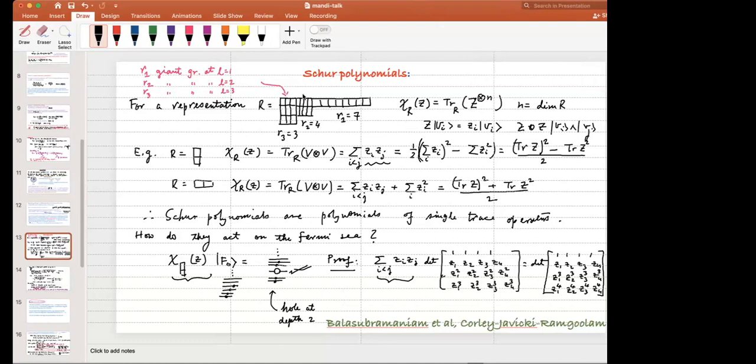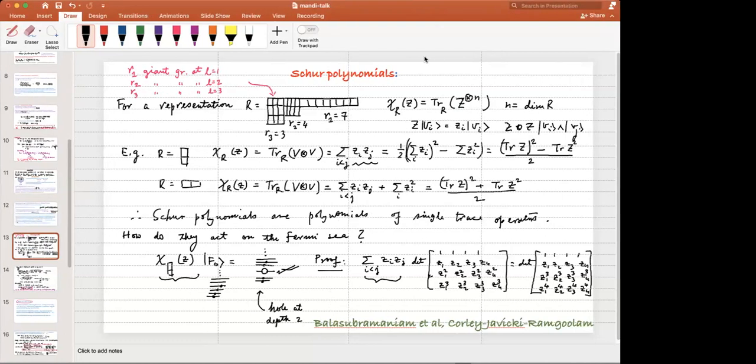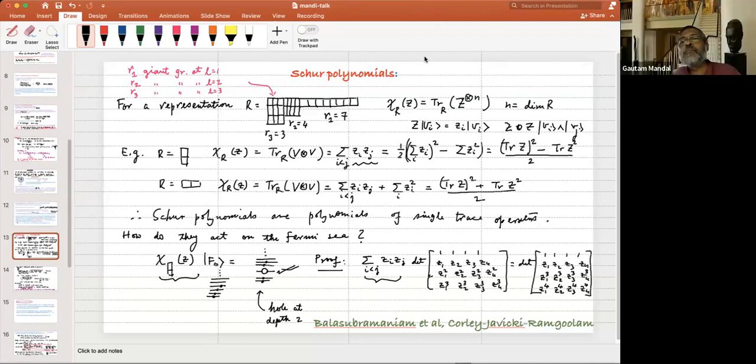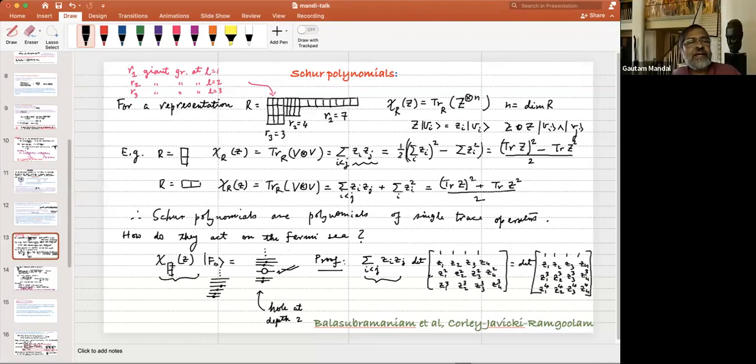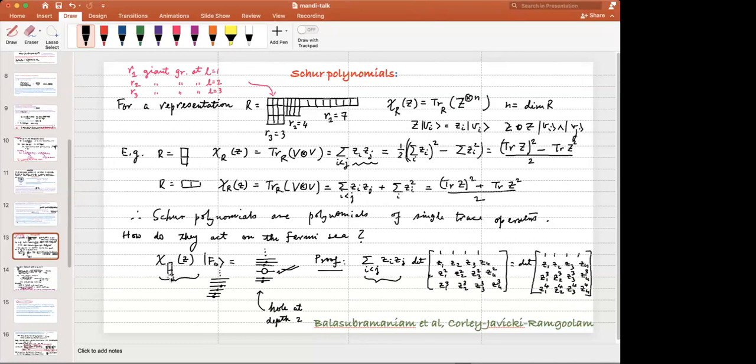Gautam, one small doubt. This is the action of the Schur polynomial on the state. It's creating the hole at the depth given by the highest weight. That's right. Like in this example, A is 2. Yes, angular momentum is 2.